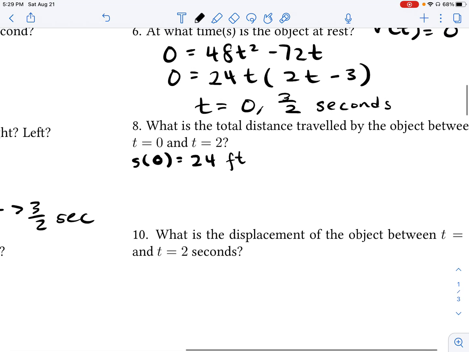Now, where would be the next place where our velocity would change? Well, we said again in our previous problem, the next place would be at 3 halves seconds. And we care about this because if we're finding total distance, we want to know where are we going to the right and where are we going to the left.